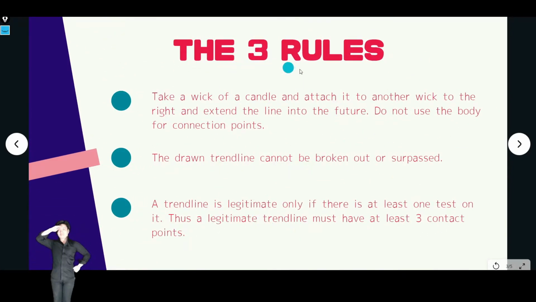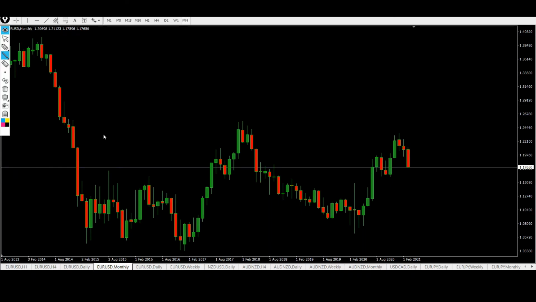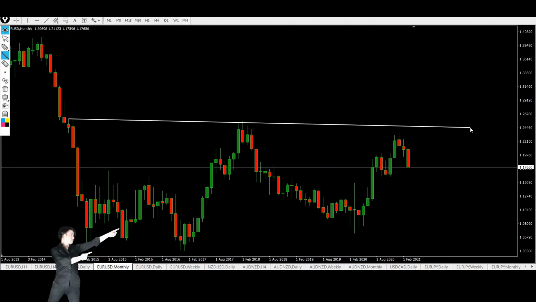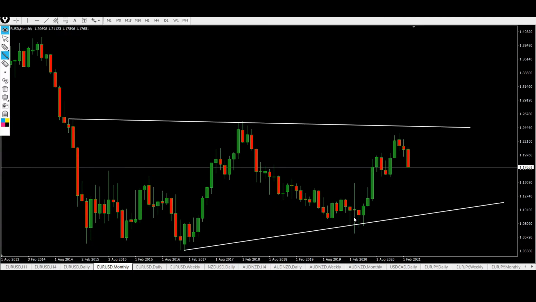Okay, so here's the 3 rules. Number 1, take a wick of a candle and attach it to another wick to the right and extend the line into the future. Okay, here's another example. We're going to take a candle wick and attach it to the wick on the right and extend it out into the future.